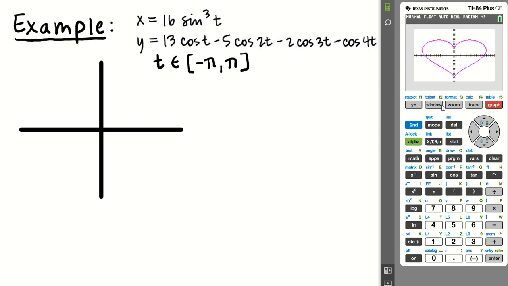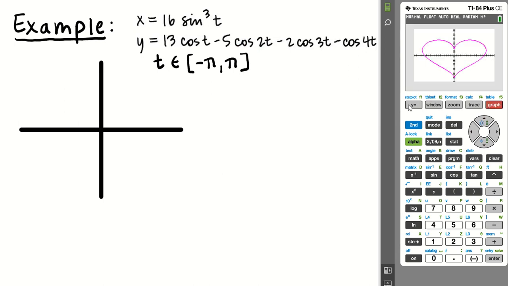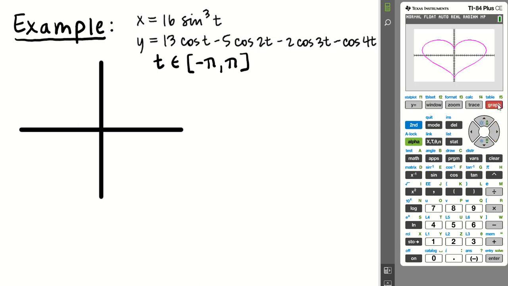Let me try that again. I kind of lost the orientation of it. Watch it. Yeah, it started from the bottom and then it traced out. So I would say that the orientation in terms of increasing t is going to be this way, because we saw the calculator draw the curve that way.